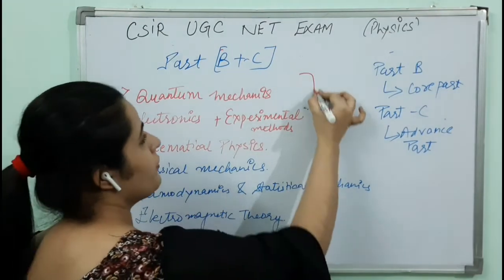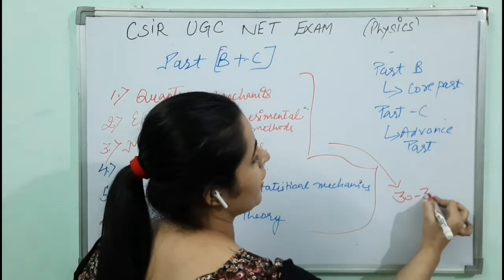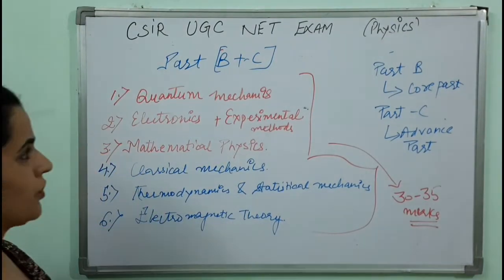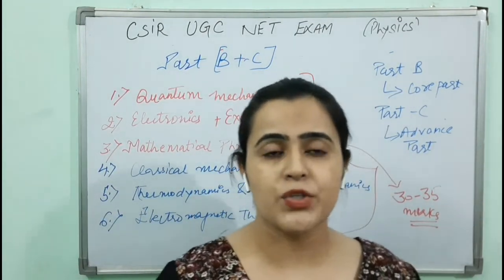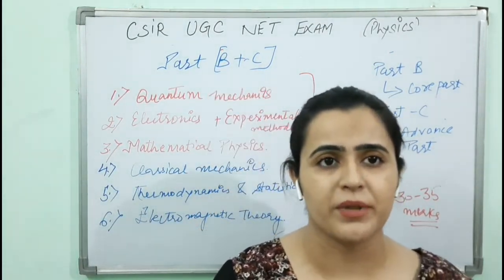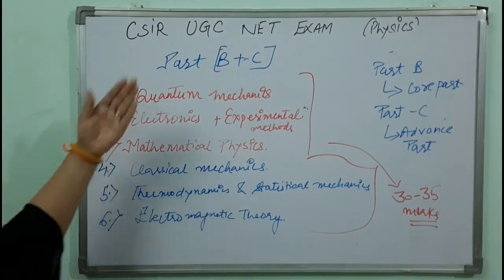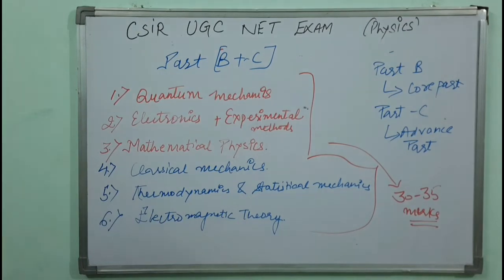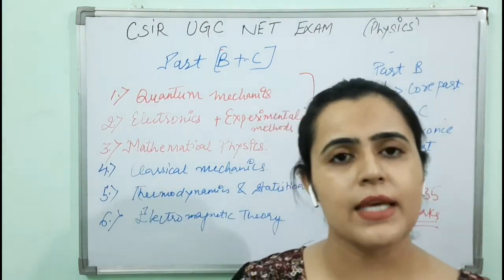And from the previous year question paper analysis, these papers consist of 30 to 35 marks depending upon the weightage of the examination. So as these papers are common to part B as well as C, you must have a proper command on these papers. So it is the first strategy. Basically these 6 papers are the major portion covering the examination of CSIR NET.